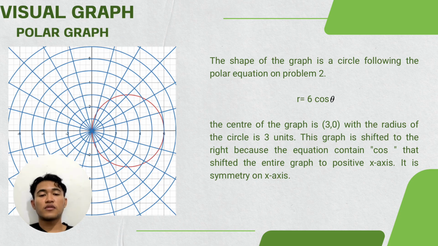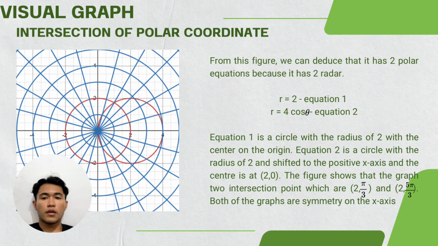This graph is shifted to the right because the equation contains cos, which shifts the graph to the positive axis. It is symmetric on the x-axis. We can test the symmetry based on the method explained previously. Okay, here we have the third graph for the example.